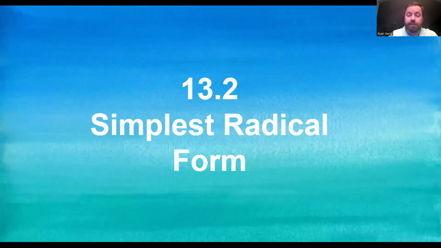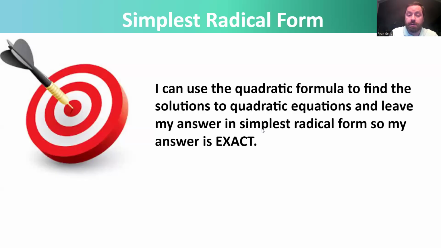Hello and welcome to lesson 2 of module 13. We're going to continue with the quadratic formula. We're going to look at how to write our answers in simplest radical form when our answers are not perfect numbers like they were in the first video. So in this video, the square root is not going to give us a good number, so we're going to leave our answer exactly without rounding.